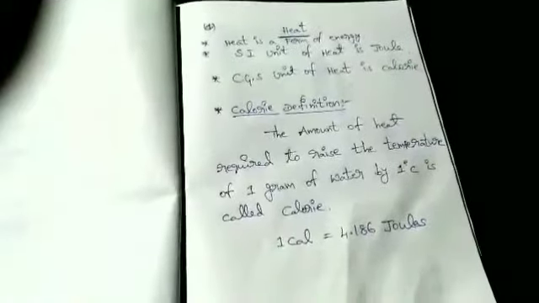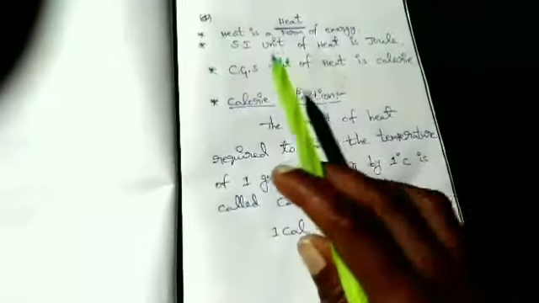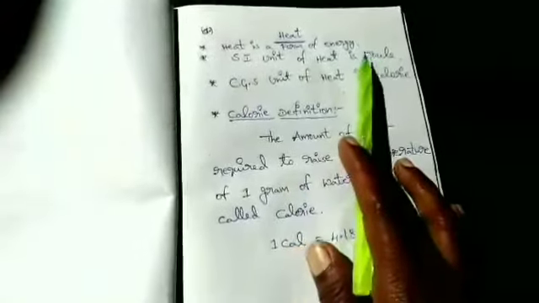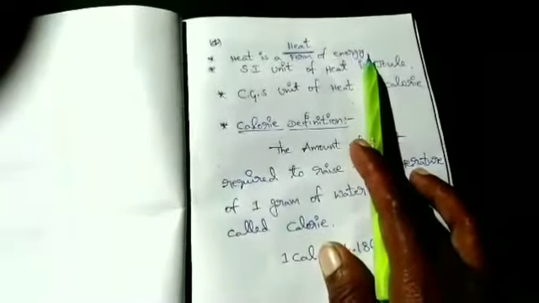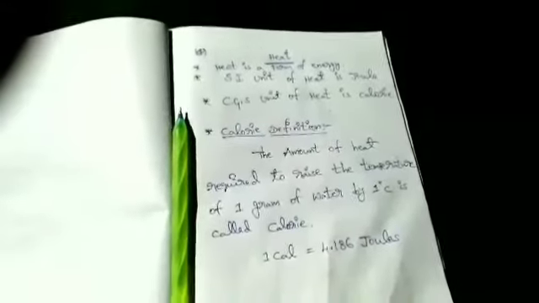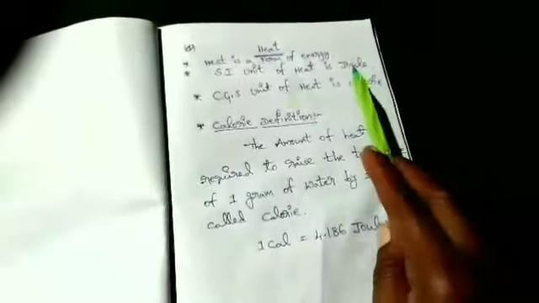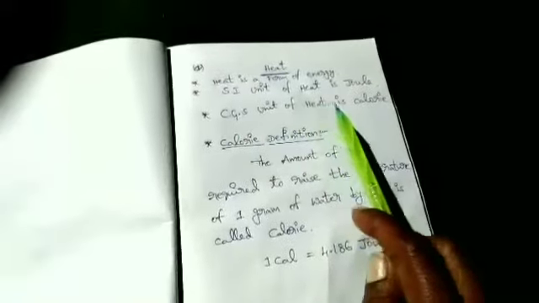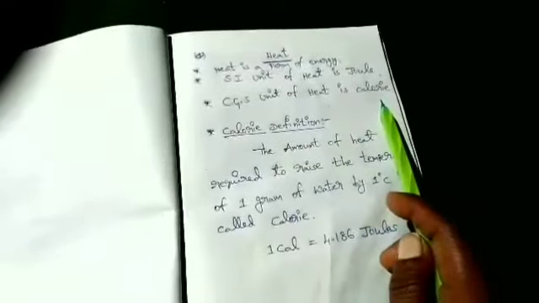Heat is a form of energy. Already we know heat always flows from a higher heat energy body to a lower heat energy body. So here we explain the units of heat. The SI unit of heat is joule. The CGS unit of heat is calorie.